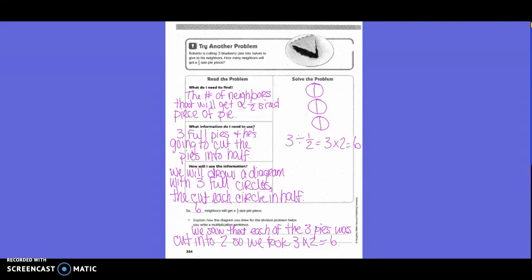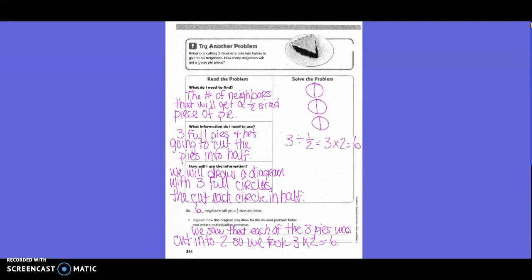How will I use the information? We will draw a diagram with 3 full circles to cut each circle in half. So then we drew our 3 circles. We put a line down the center to cut them in half, and we said 3 divided by 1/2 equals 3 times 2 because each circle had 2 pieces in it, which 3 times 2 was 6. So 6 neighbors will get a half-size piece of pie.